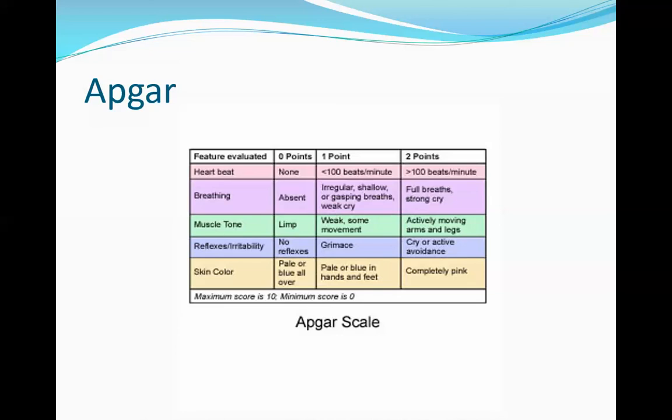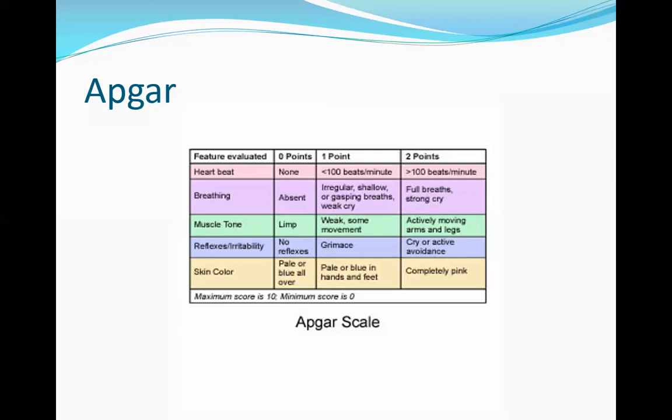Breathing, 0 point when it's absent, 1 point for irregular, shallow, or gasping breaths and a weak cry, and 2 points when you have full breaths and a strong cry. For muscle tone, 0 points when the baby is limp, 1 point for a weak baby with some movement, and 2 points for a baby actively moving their arms and legs.